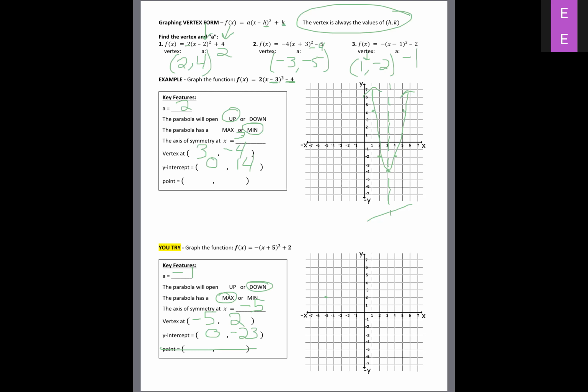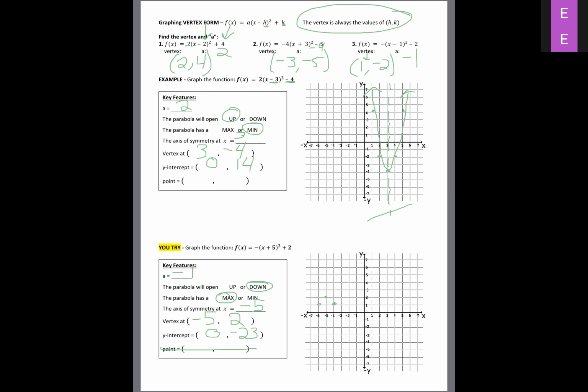And then if I'm going to use the pattern, since A is -1, I'm just going to take that 1, 3, 5 and multiply them all by -1. So instead of going up 1 over 1, I go down 1 over 1. Reflect that over the axis of symmetry. Now I'm going to go down 3. 1, 2, 3 over 1. And reflect that one over. There's my graph.